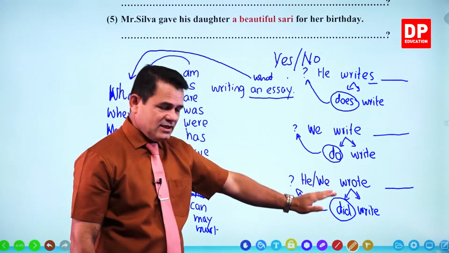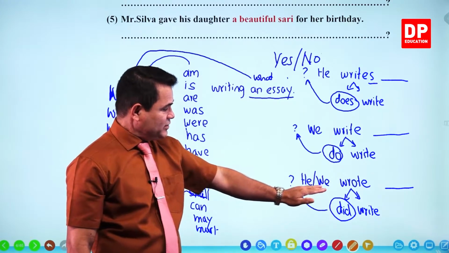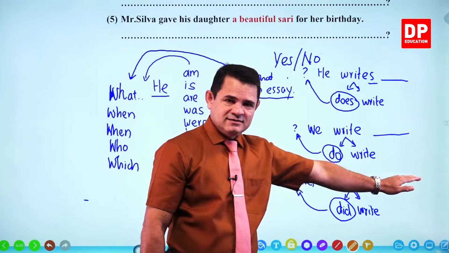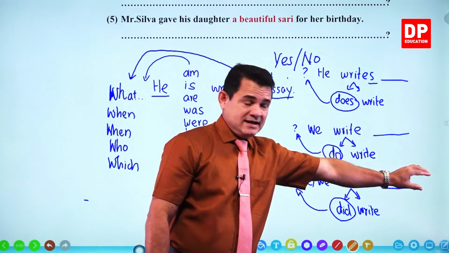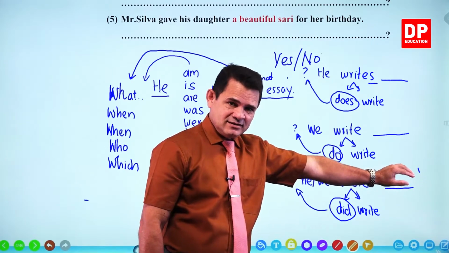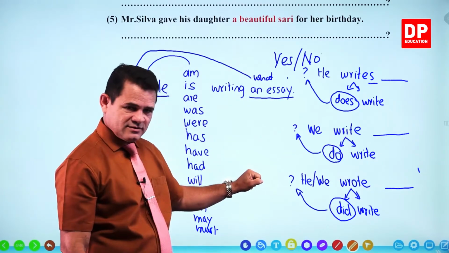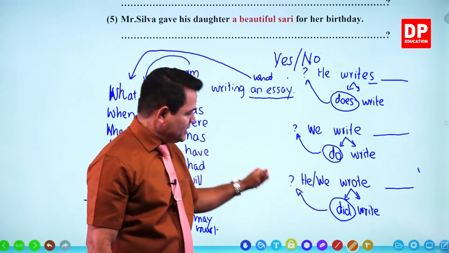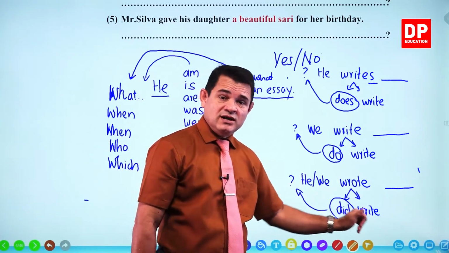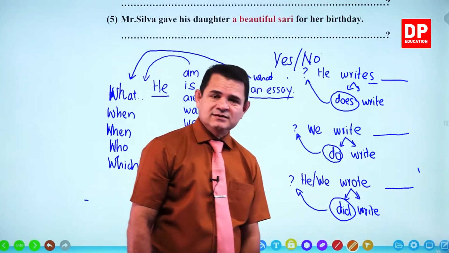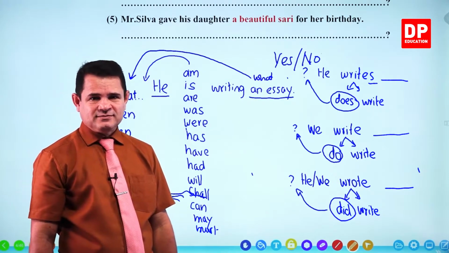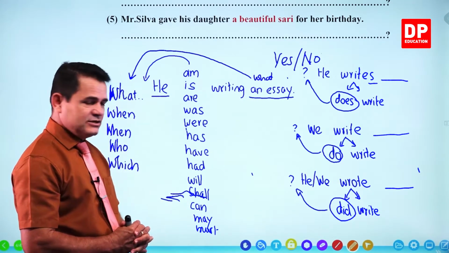He also, same. We wrote an essay. The answer is an essay. The WH word is what. What did we write? What did we write? Answer, an essay. I hope that is clear to you.